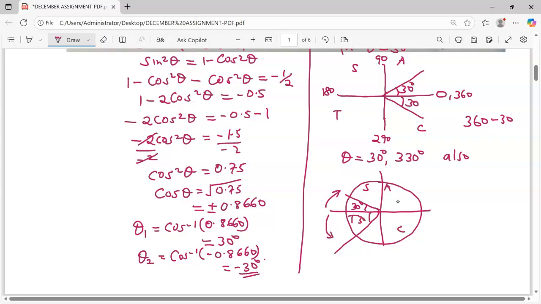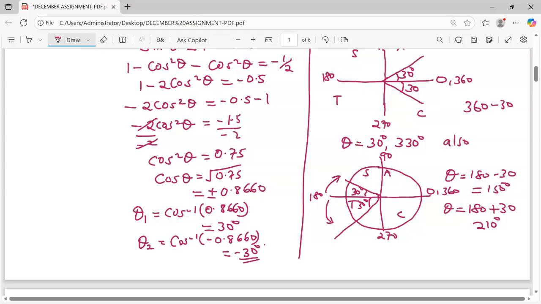So 30 degrees here, such that we are going to have the first value of theta. In the second quadrant, we are simply going to take 180 minus 30, giving us 150 degrees. And in the third quadrant, to get theta, we simply take 180 and add the 30 degrees, giving us 210 degrees. Remember, this is 0, this is 90, this is 180, 270, and 360.